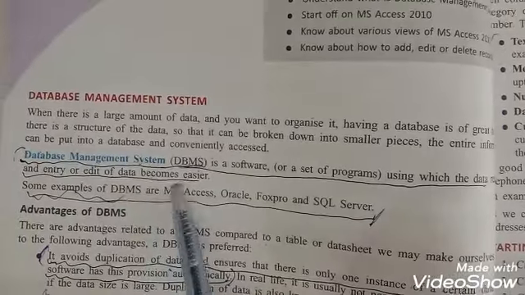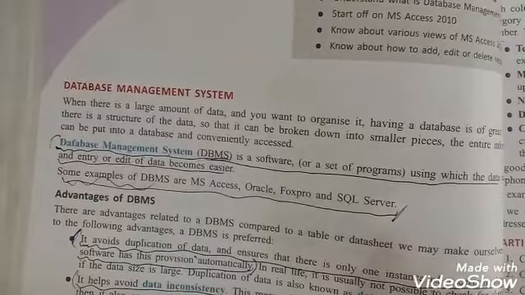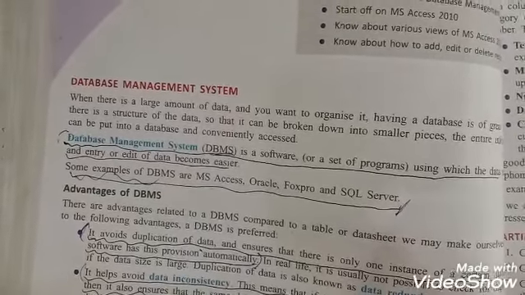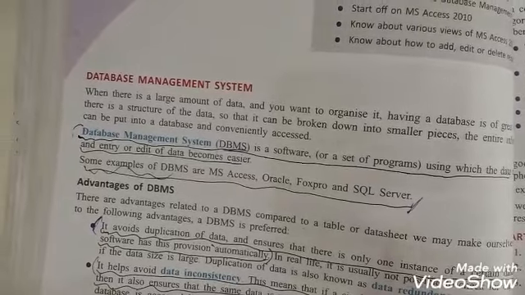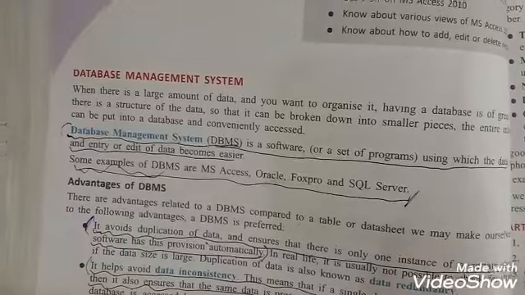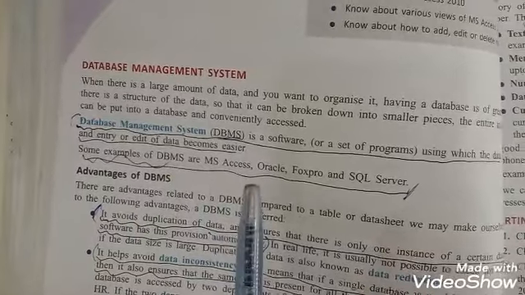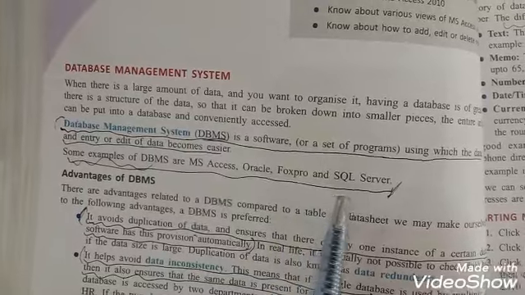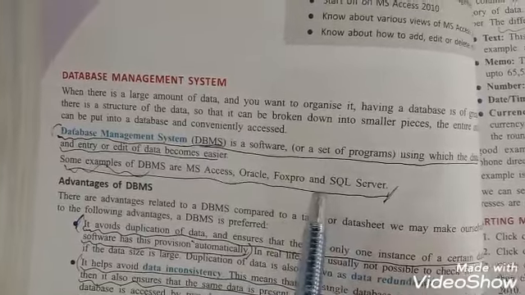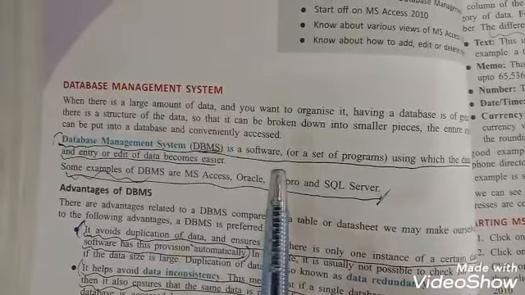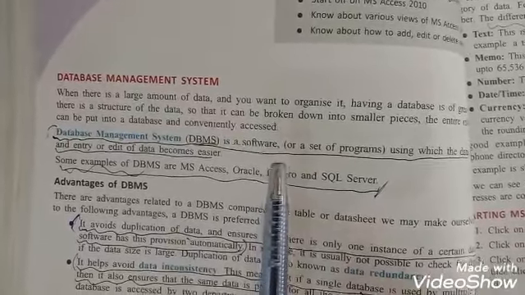Our first topic is DBMS. DBMS is a software or set of programs which is used to retrieve, edit, enter data easily. And some examples of DBMS are Oracle, Fox Pro, and SQL Server. SQL stands for Structured Query Language. DBMS is used to manage large amount of data.